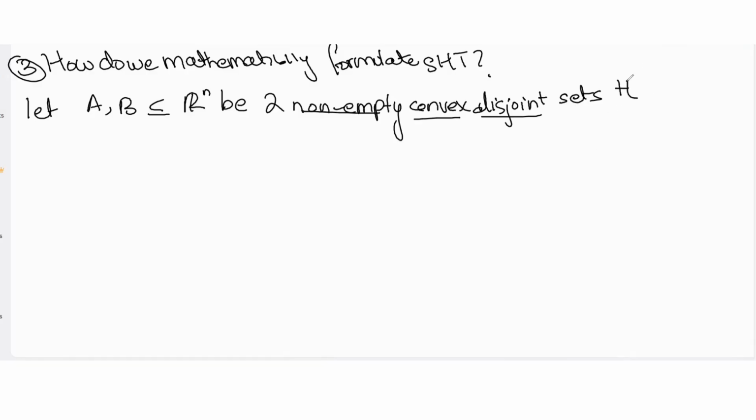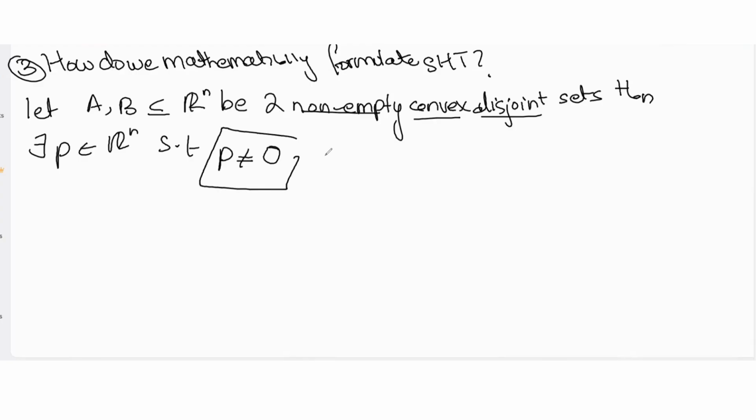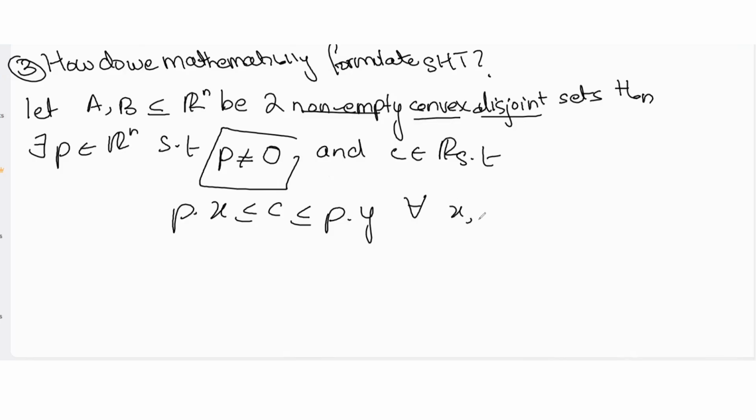And that's then there exists P that belongs to Rn such that, now here a very important term is going to come, such that P is not equal to 0, and C that belongs to R such that, so this is how you can mathematically formulate it. P dot X is less than equal to C is less than equal to P dot Y, for all X that belong to A and Y that belong to B. This is how you can mathematically formulate the separable hyperplane theorem. Again, the two sets need to be non-empty, convex, and disjoint.